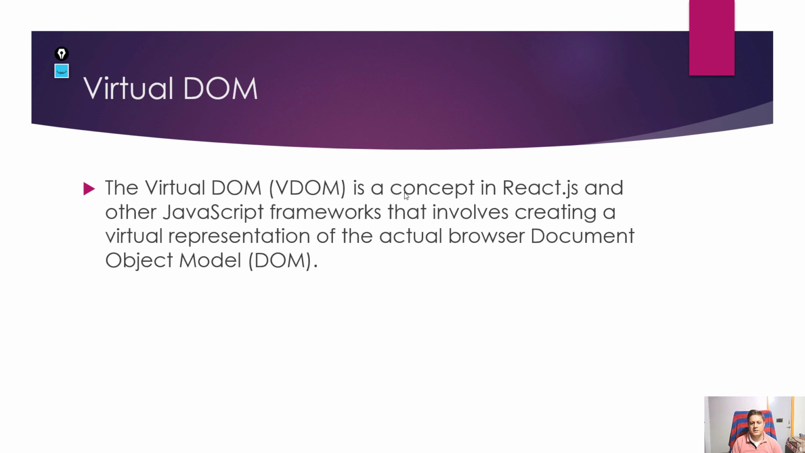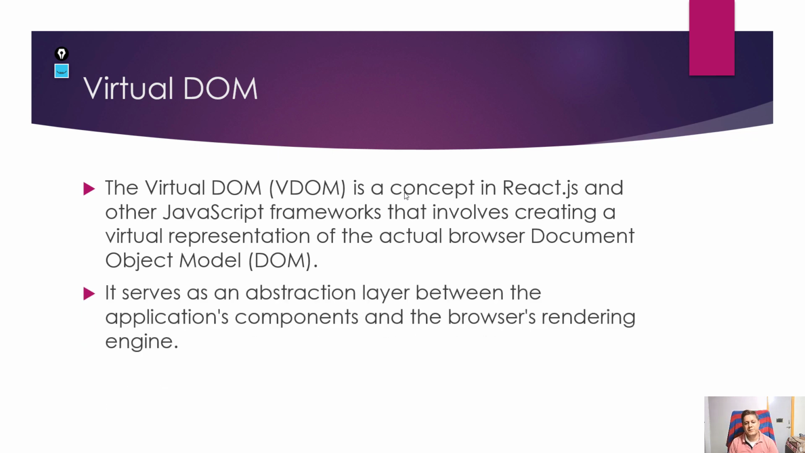The virtual DOM is heavily used in React.js and other JavaScript frameworks, so that it can compare with the actual DOM, find out what has changed in the DOM, and accordingly re-render the component. It serves as an abstraction layer between the application's components and the browser's rendering engine. React.js takes care of the DOM, but the virtual DOM is important for making sure that whatever is changed in the UI is updated properly.